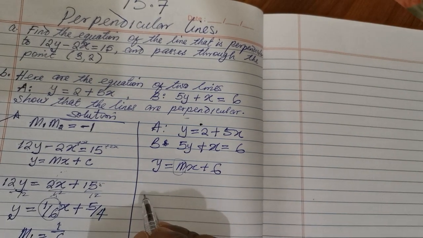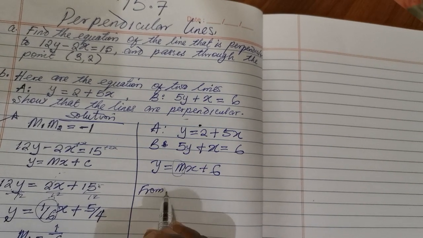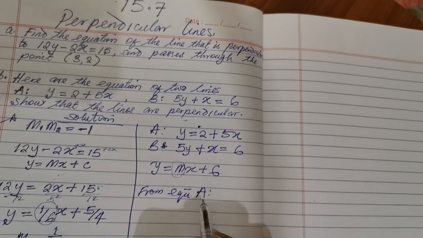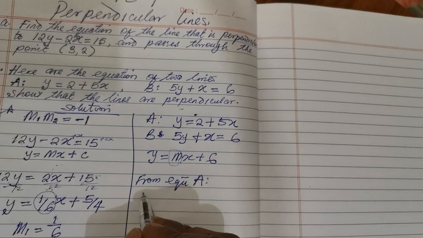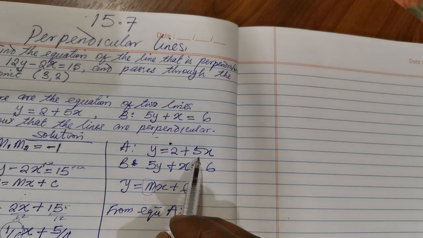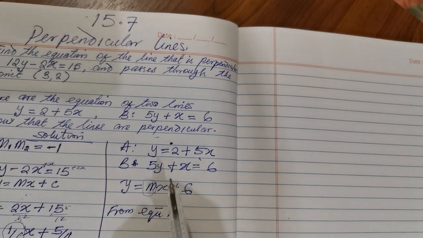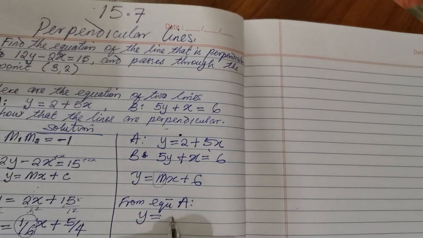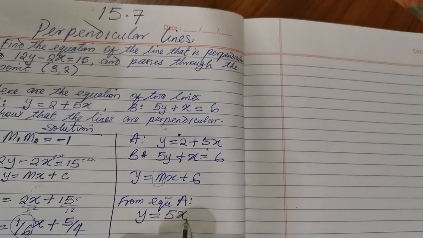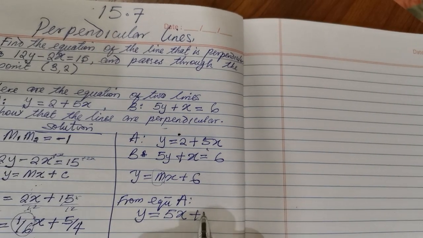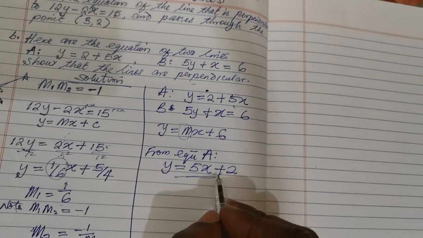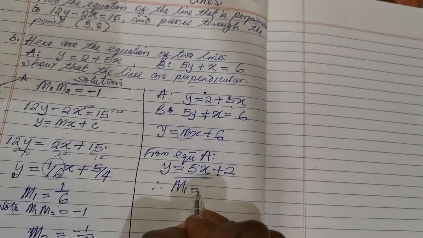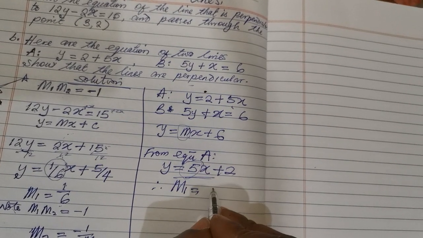I must put it in this form so that I can be able to find my gradient. Okay, then from equation A, I'll put this equation in this form. It's already just shifted here. I have y is equal to 5x plus 2. That is it. Therefore, my m1 is the gradient 5.